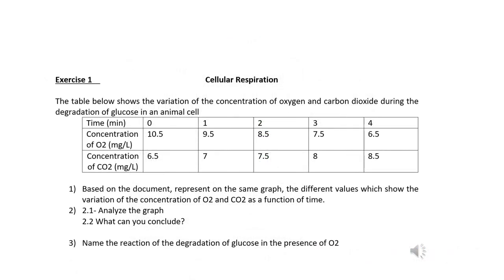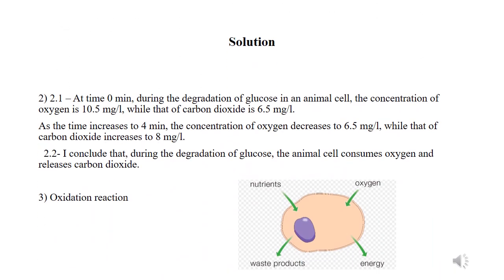Question number 3. Name the reaction of the degradation of glucose in the presence of oxygen. What do we call the reaction by which cells consume nutrients and oxygen to produce waste and energy? This is the oxidation reaction. In this exercise, glucose is the nutrient. Okay? When the oxygen is being consumed, the oxygen decreases, and carbon dioxide is an example of a waste.